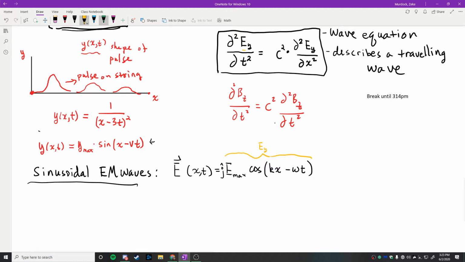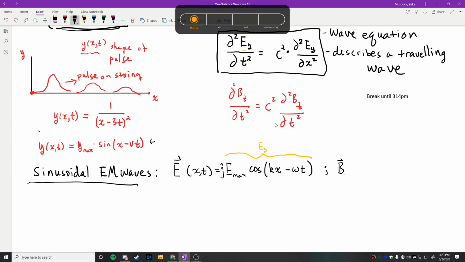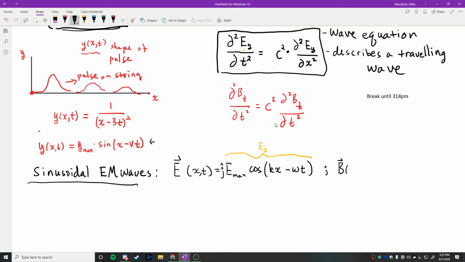Do the same thing with the magnetic field, except for the magnetic field, it's the z component, right? So it's the z component. So you would say for our magnetic field, we're going to have B as a function of x and t is going to be equal to some k hat multiplied by B max multiplied by the, also, they have to be in phase in this case, cosine of kx minus omega t.